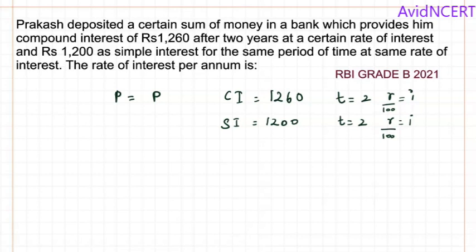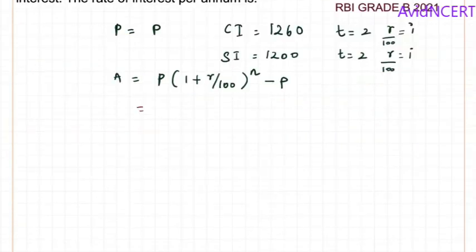So from the first set of data we have compound interest. The formula we know for compound interest is: amount equals P into (1 plus R by 100) the whole power n, minus P. Now substituting the values, for compound interest we have 1260 equals P into (1 plus I) the whole power n, where n is the time period, which is 2 years, minus P as it is.